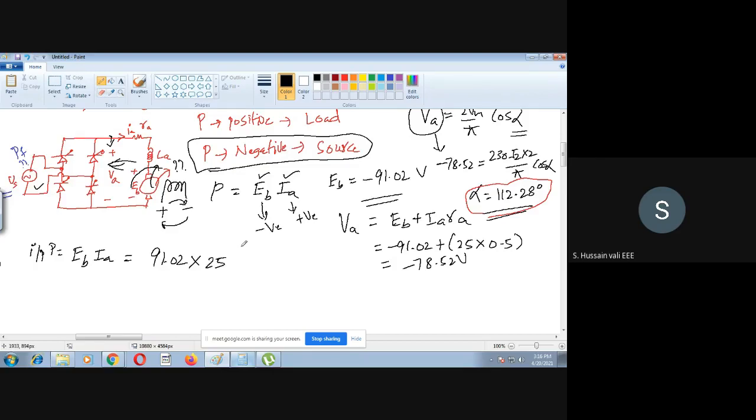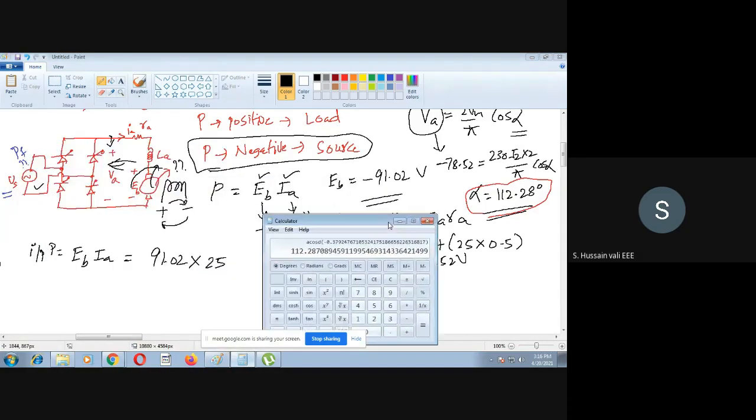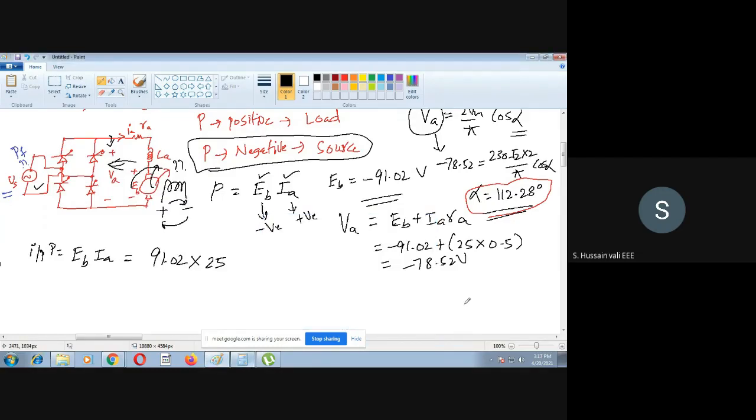Why we will take only the magnitude is that already we are saying it is acting as generator, and we are saying it is an input power. So as we ourselves have told that it is input power, so we generally take it as positive only. So 2275.5. So this is the input power. So from this input power we will find out what is the, okay, what is the losses.